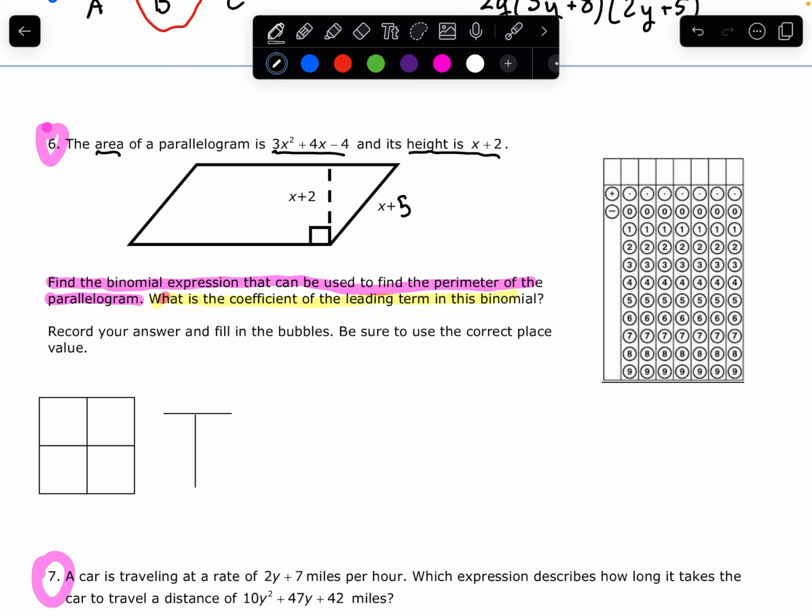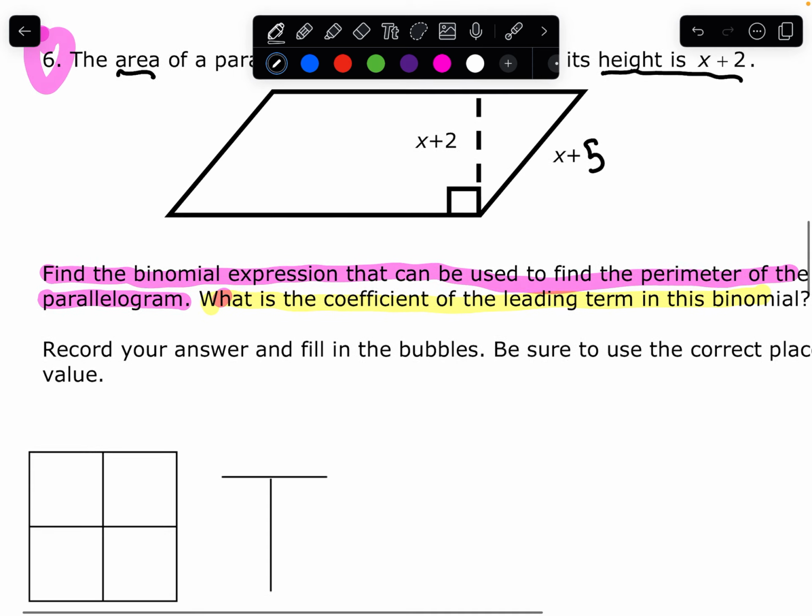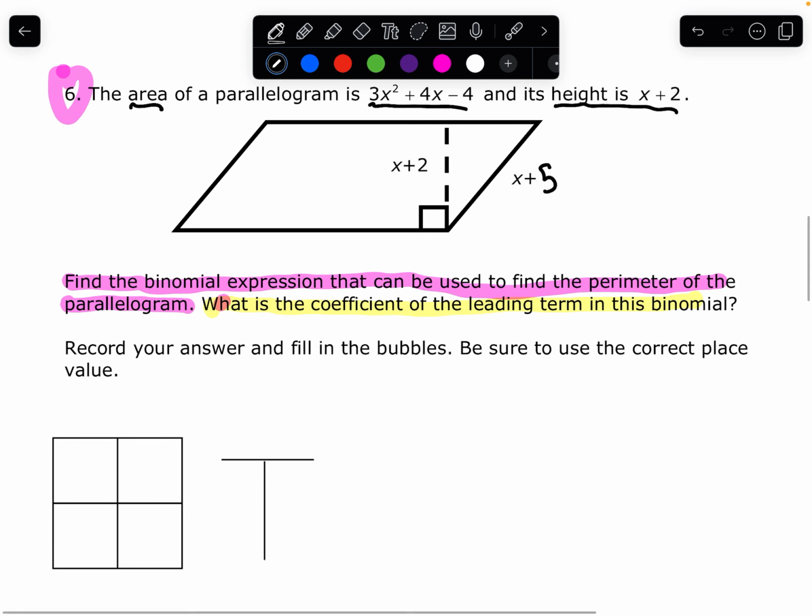So it says find the binomial expression that can be used to find the perimeter of this parallelogram. So really it's saying factor it, but you don't actually have to find the perimeter. Kind of confusing. Just because of what we're saying, right? Like you don't have to figure out the whole perimeter. So we're going to start with what we know.